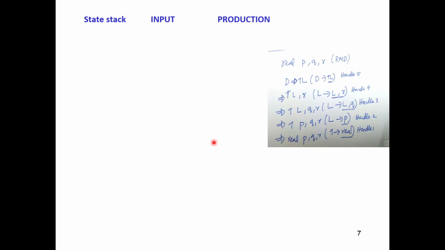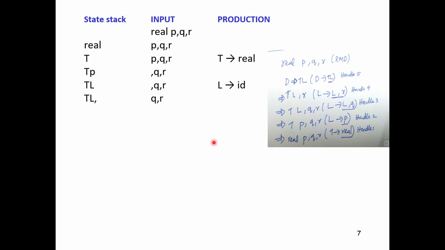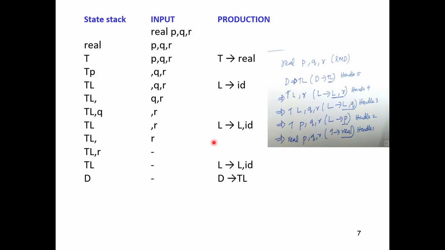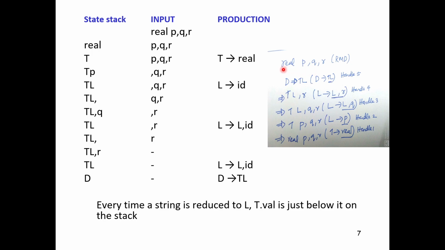So this is the example of a stack parsing the string real p, q, r based on the productions or the translation scheme we have already discussed in the previous slide. While we consider the string real p, q, r, since we are going to perform bottom-up parsing, it means identifying the handle, and if the handle is on the stack top, we have to reduce it, otherwise we have to shift the symbols onto the stack.